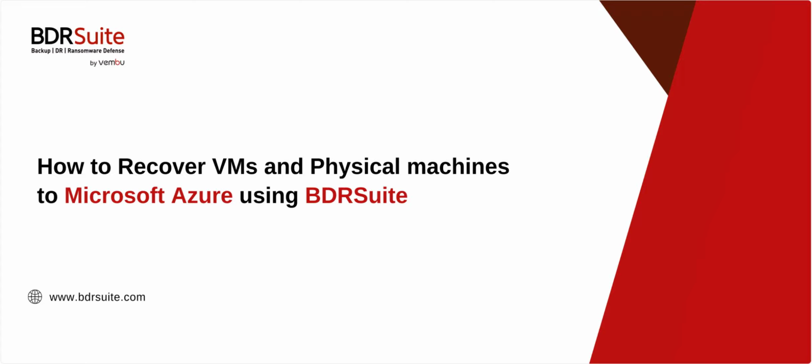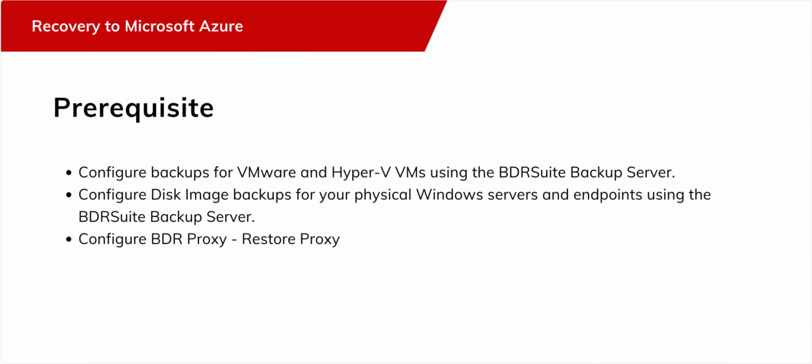In this BDRSuite How to Series video, I will show how to recover VMware, Hyper-V VMs, and physical Windows host to Microsoft Azure using BDRSuite. Before we get started, ensure that you've already configured backups for your VMs and physical machines using the BDRSuite backup server. Helpful links for configuring VMware, Hyper-V, and disk image backups for Windows servers and endpoints can be found in the description box below. To perform a recovery to Microsoft Azure, you'll also need to set up a restore proxy.